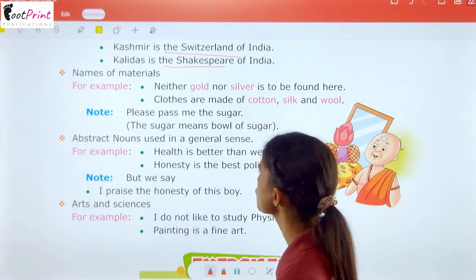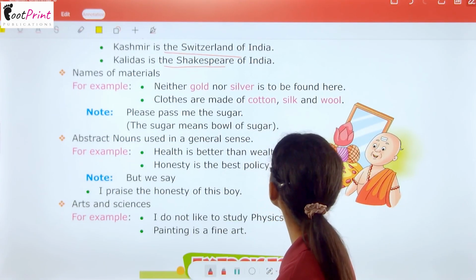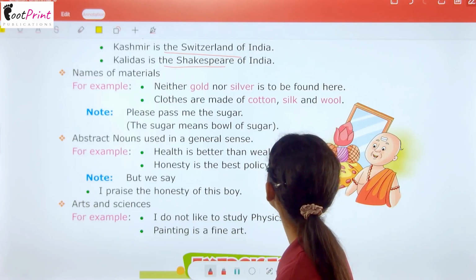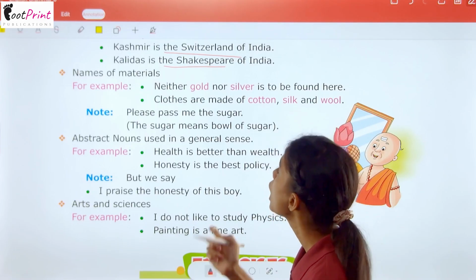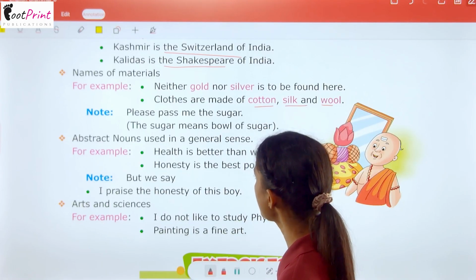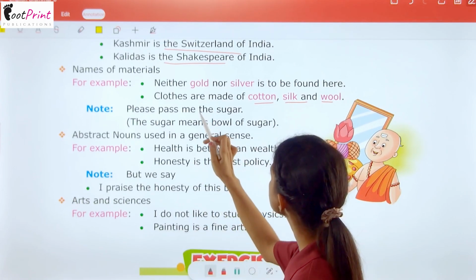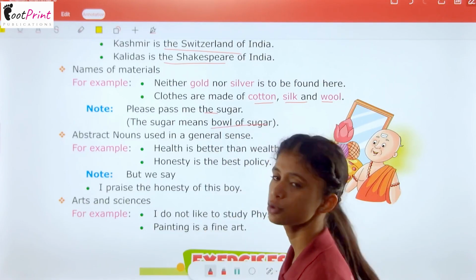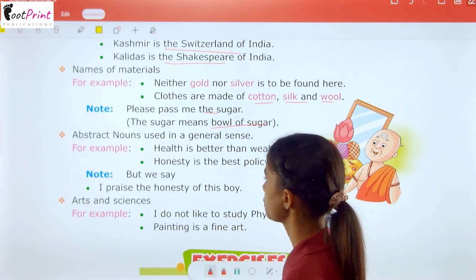Now, there are some names of materials with which we do not use the. Neither gold nor silver is to be found here. Clothes are made of cotton, silk, and wool. Now, note that: please pass me the sugar. It is a sentence, and the sugar means the bowl of sugar. So, we are talking about something specific.